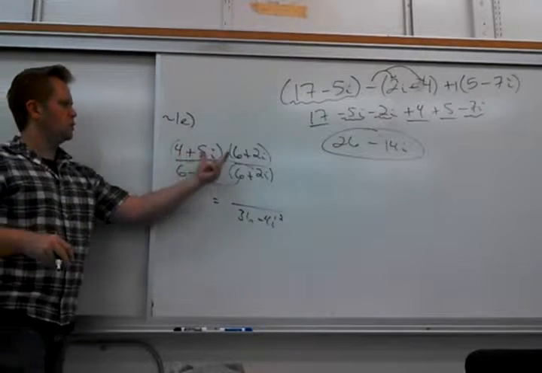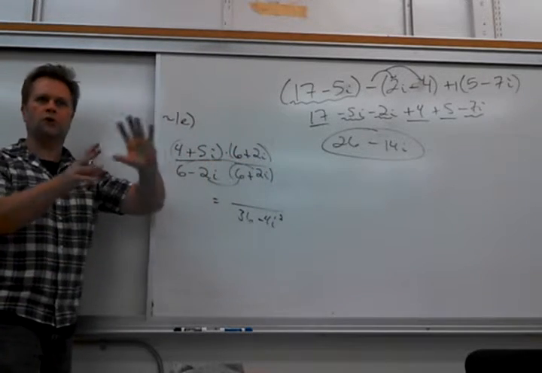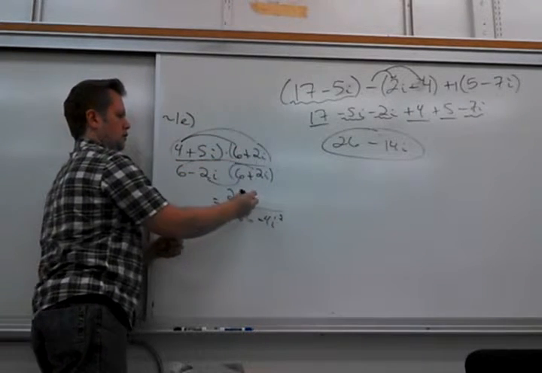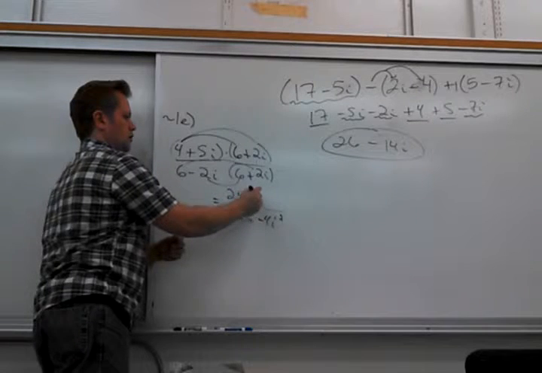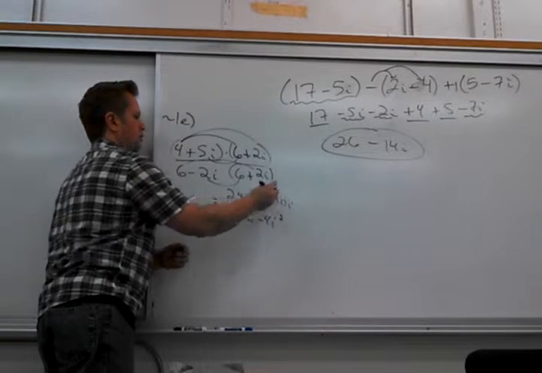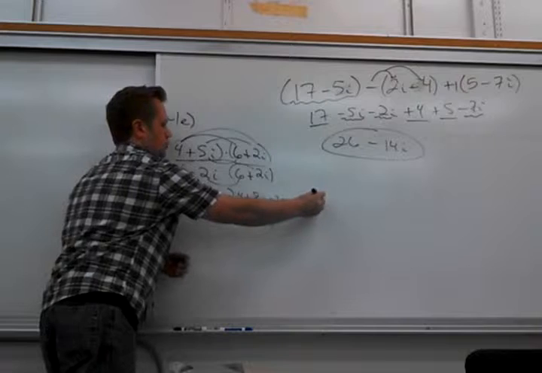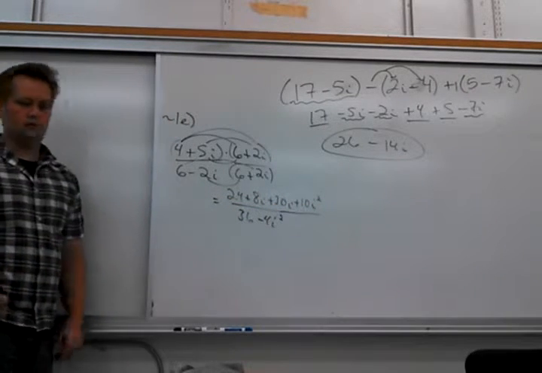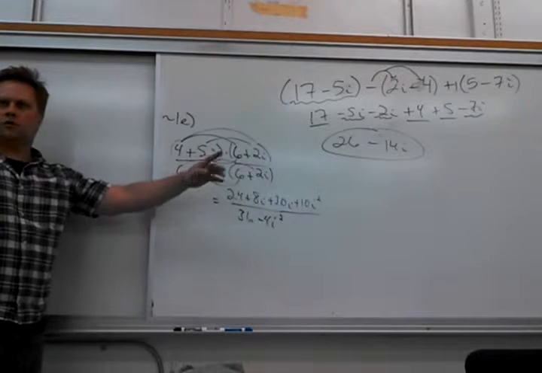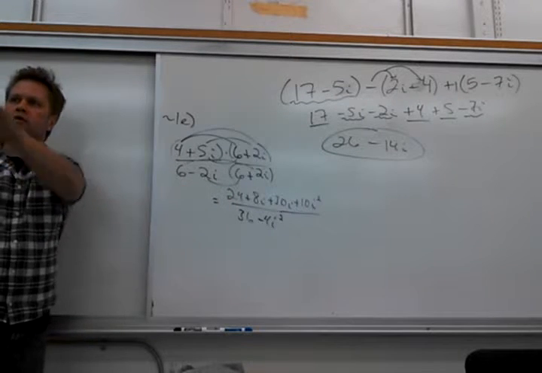The top, of course you got to FOIL this bad boy out. You can't just do this and then this and be done with it. So you get 24, 8i, plus 10i squared. So now, I have definitely like terms up there, you can combine them, and there's one more thing I can do.